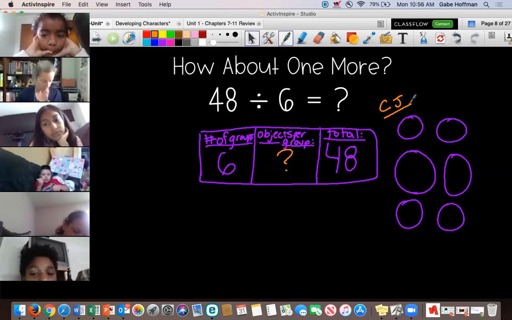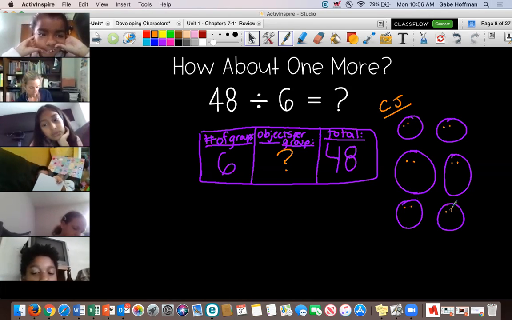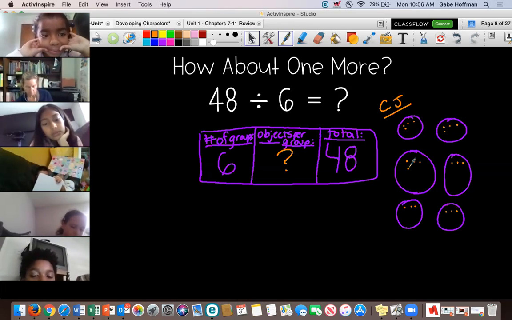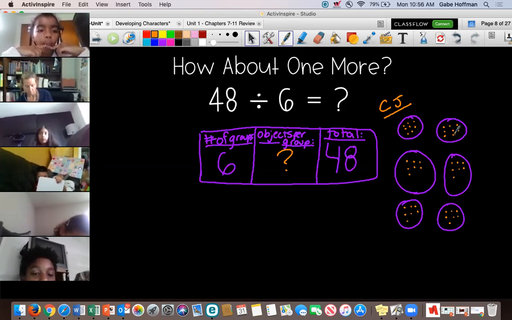I put 1 dot in each circle till I got to 48. So did you count when you put 1 dot in each circle? Were you counting the whole time, like 1, 2, 3, 4, all the way up to 48? Yes. Okay. So it might seem like a long process, y'all, but that's how you're going to get the correct answer. We'll come up with some other strategies we're going to talk about throughout the week.